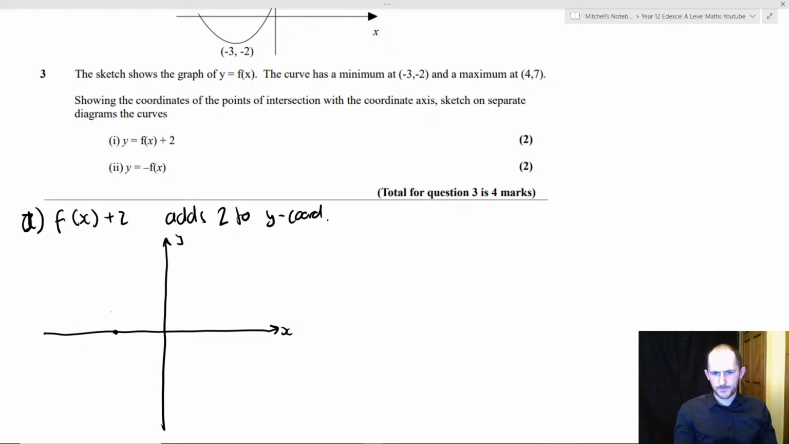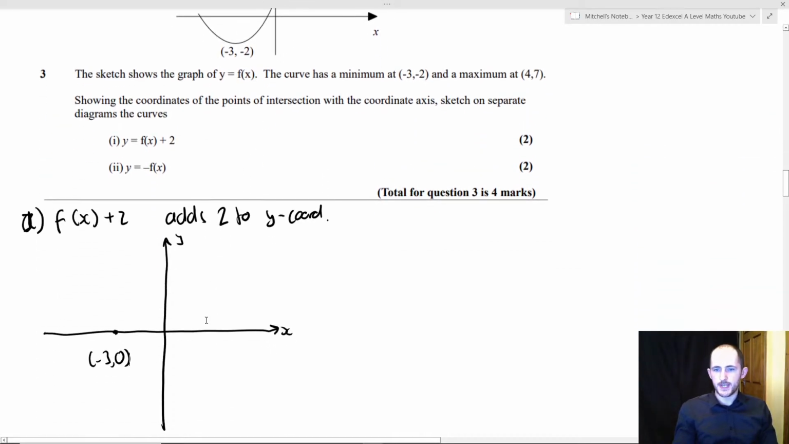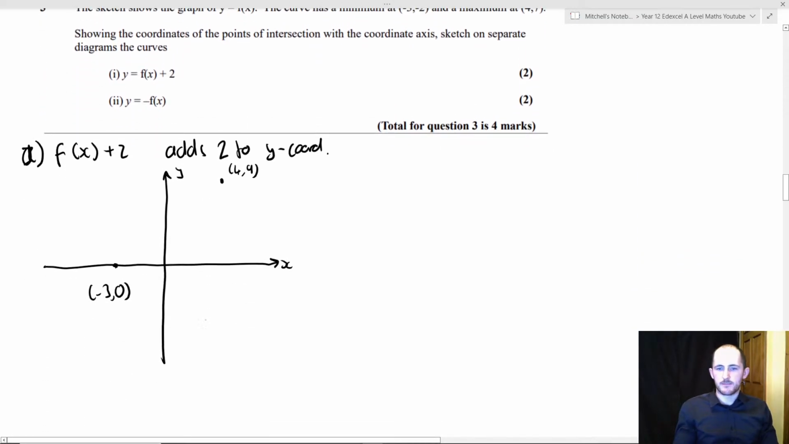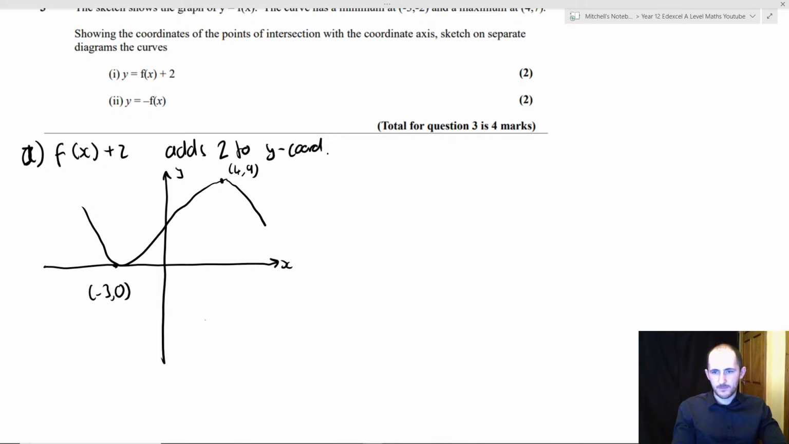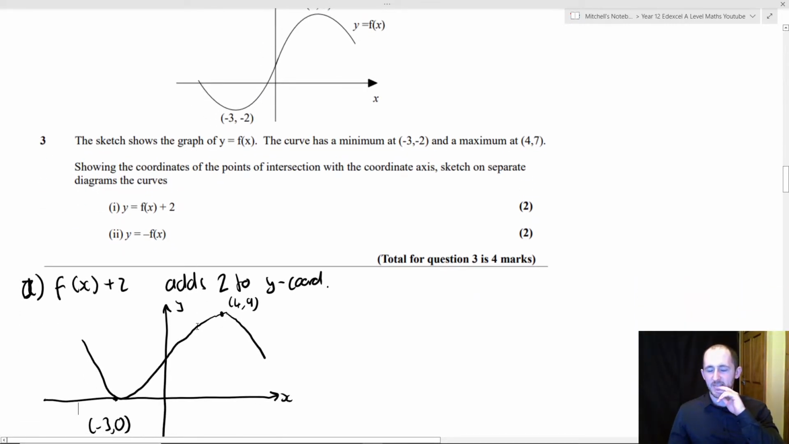So that is the x-intercept. And lastly, we have this. So instead of 4, 7, it's going to be 4, 9. Okay. And it just looks like a big snaky boy, so like that. Yeah, that's not going to work. It would be a lot easier if I could look at the question at the same time. Right. That is absolutely perfect. Okay, and those are the 2 marks.